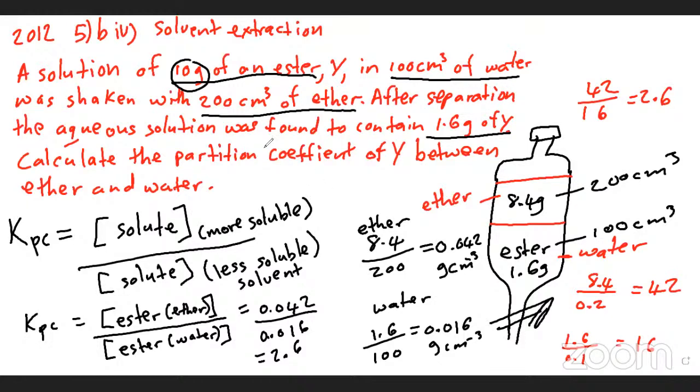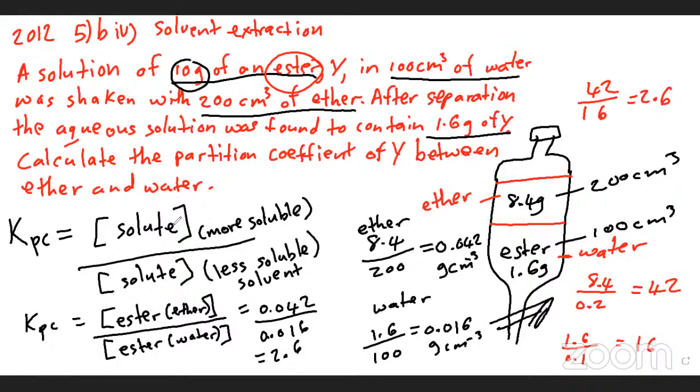It's a partition coefficient question for solvent extraction. In this one, they tell you that you have 10 grams of an ester and you add it to 100 cm cube of water, and you shake it with 200 grams of ether. They tell you that after separation, you have 1.6 grams of Y. To calculate the partition coefficient, it will be the concentration of your solute, which is the ester, in the two layers, the ether layer and the aqueous layer, which is water.